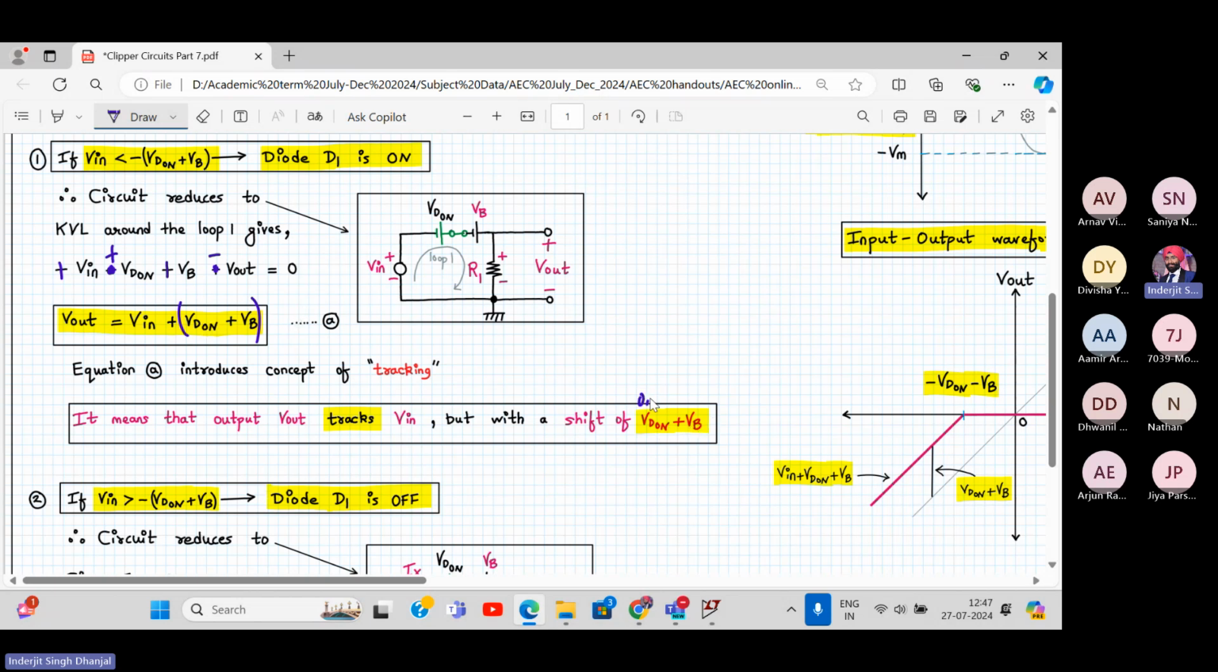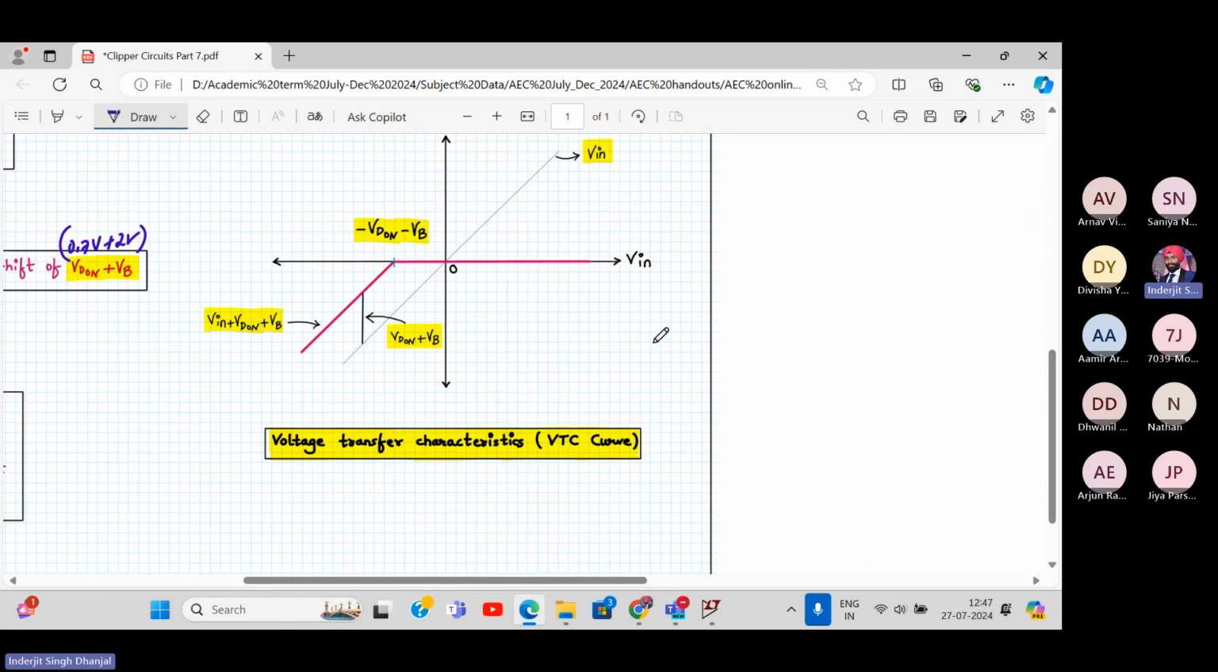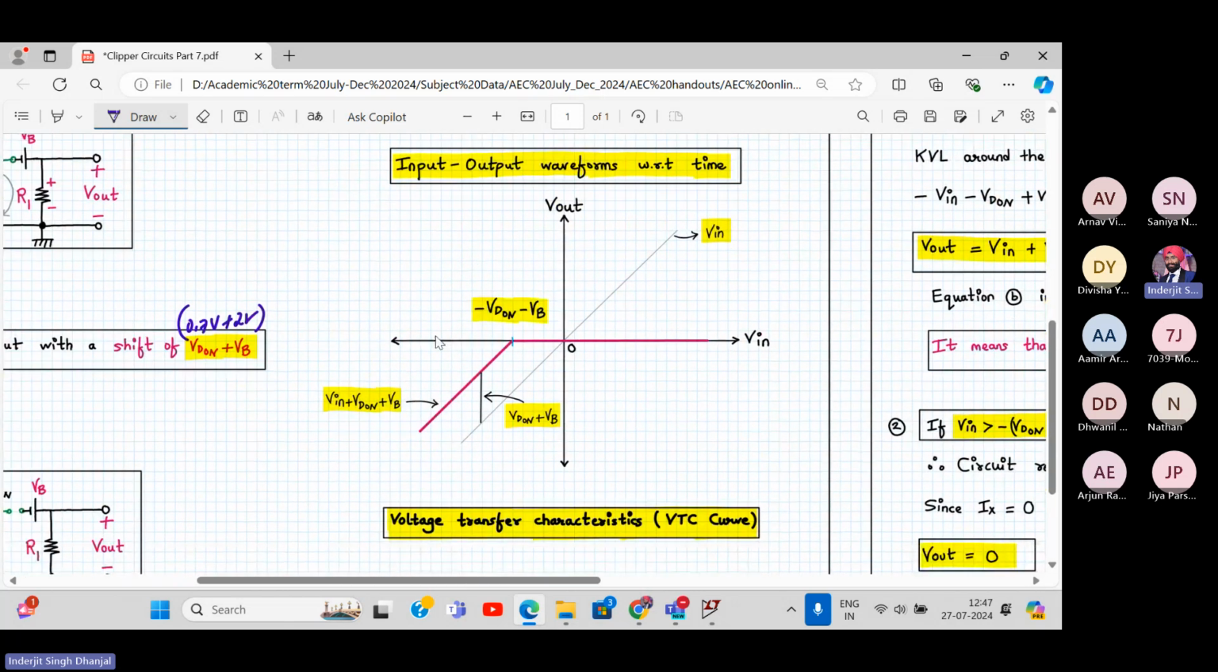So earlier it was 0.7. Now it becomes 2.7. That's it. And whenever it is greater than this level, the diode is off and output is equal to 0. So let's quickly see this. This is the transfer characteristics.